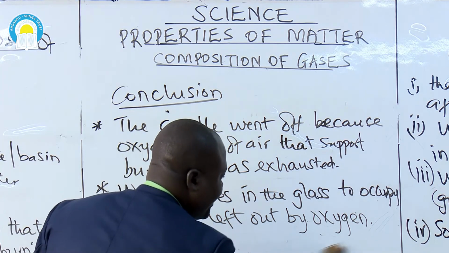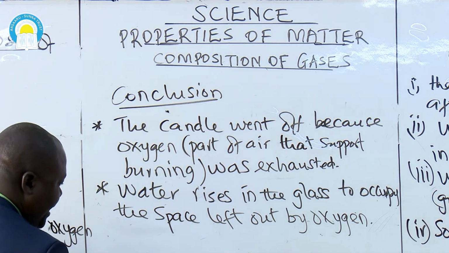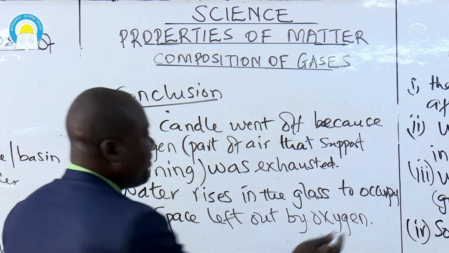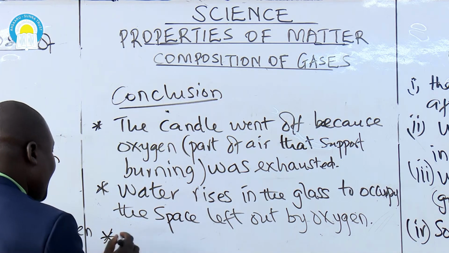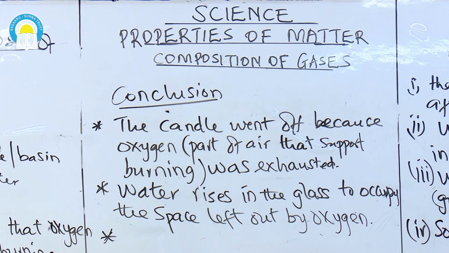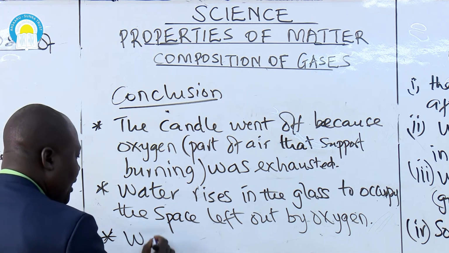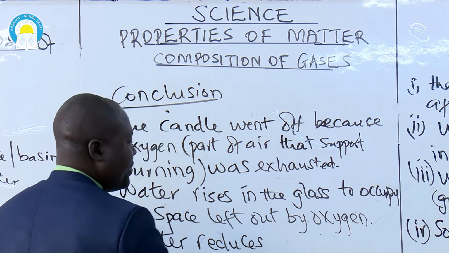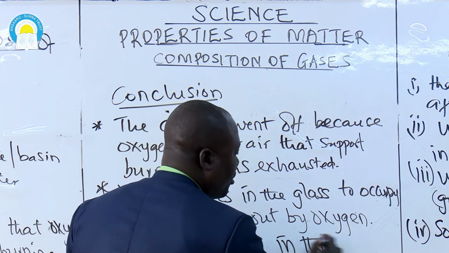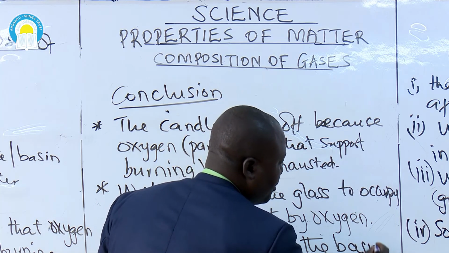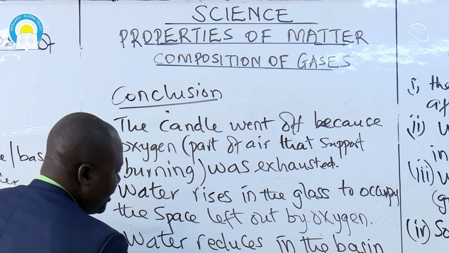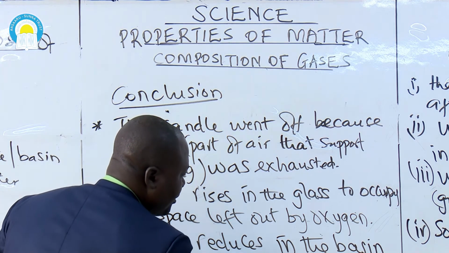Therefore, as we finish up this part of ours today, conclusion number 3: why does water reduce in the basin? Water reduces in the basin or plate because it is entering the glass.